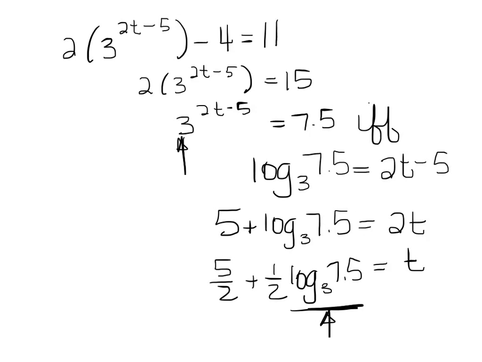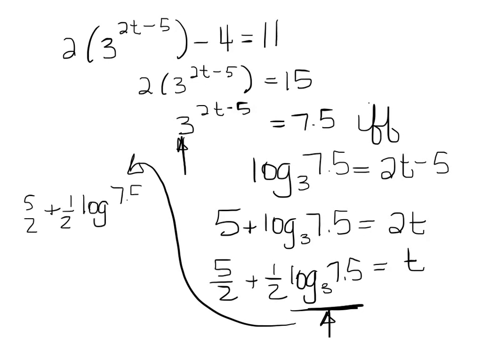Well, that of course is where the change of base formula comes in. So I'm going to use that to write my answer up here. 5 halves plus 1/2, I'm going to say log of 7.5 over log of 3. And that's my answer for t. If I go ahead and put that in my calculator, you should try this to make sure you can get your button strokes correct, get your parentheses in all the right places. You're going to get approximately, because it's going to be rounded, 3.417.